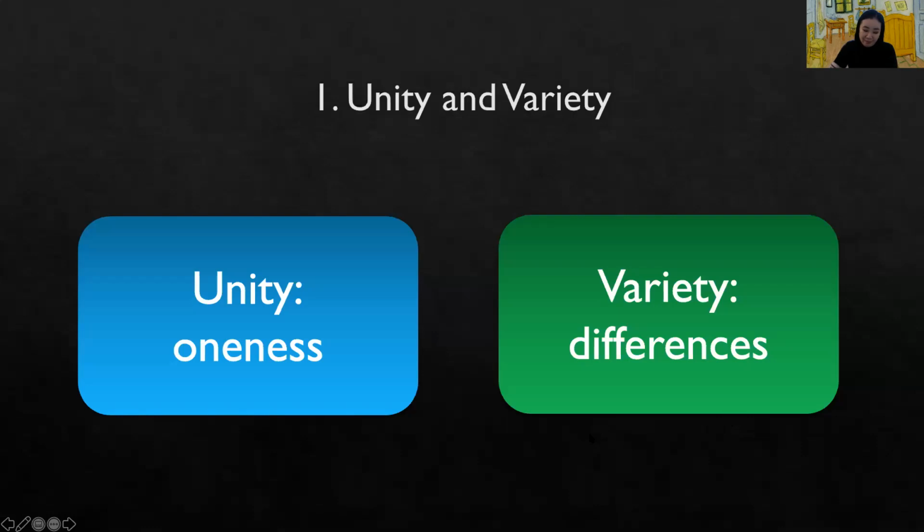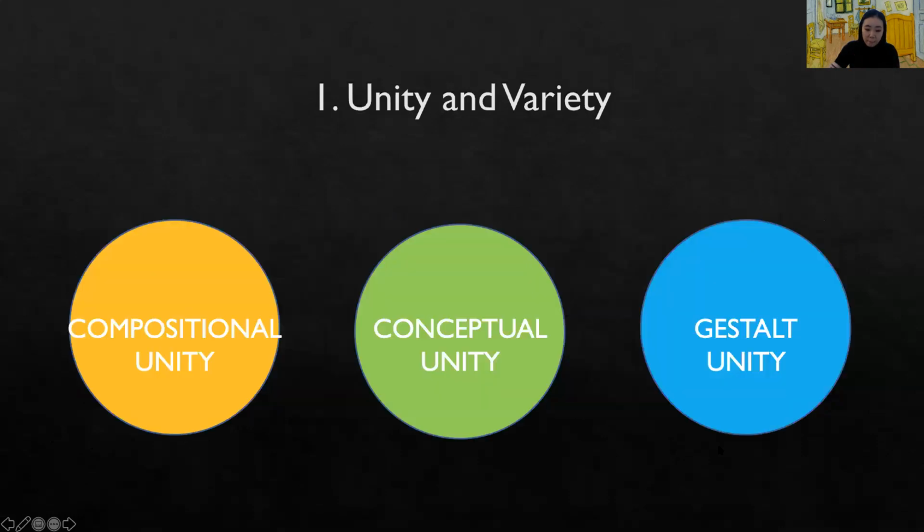So let's remind what we learned last week. The first one is, we learned the unity and variety, right? So the unity is oneness, and the variety is the differences in art. So all artworks include unity and variety together. And there are three ways to unite in art. We learned compositional unity, conceptual unity, and gestalt unity last week.